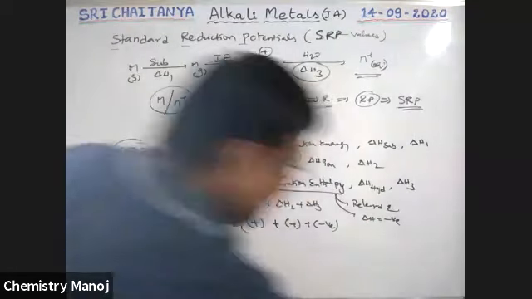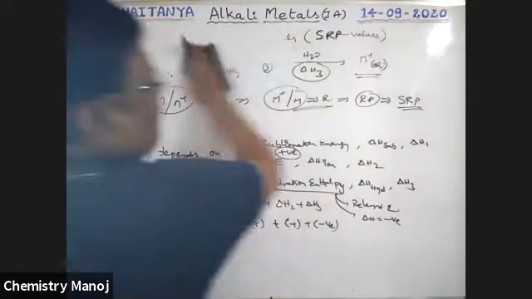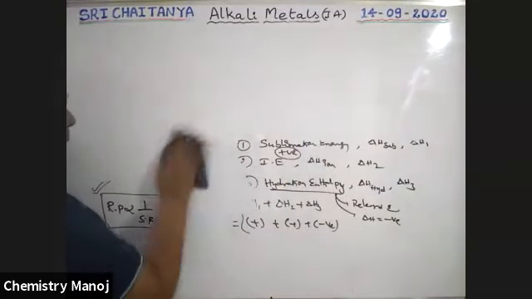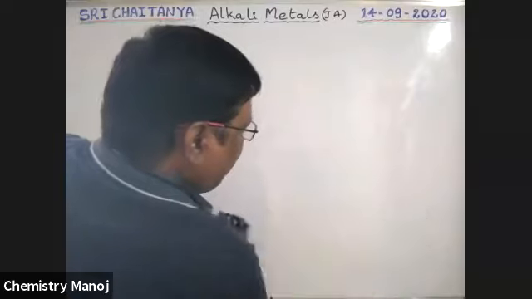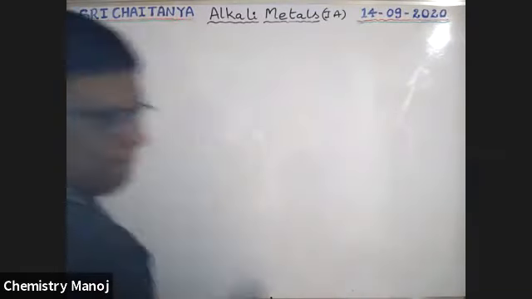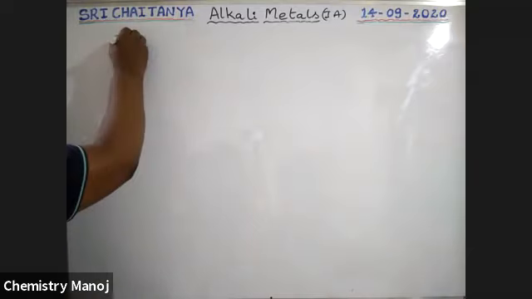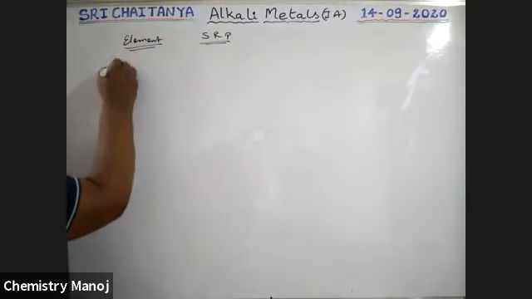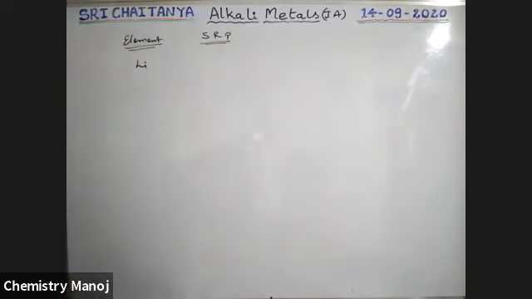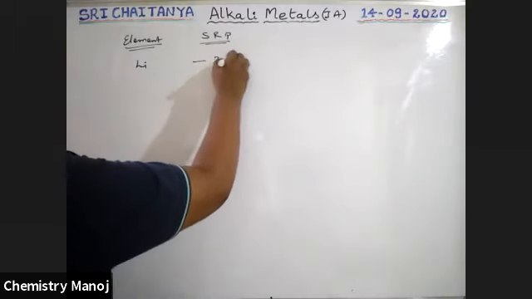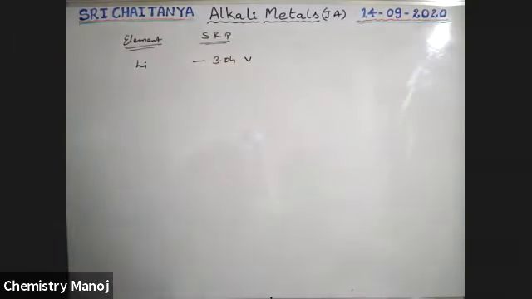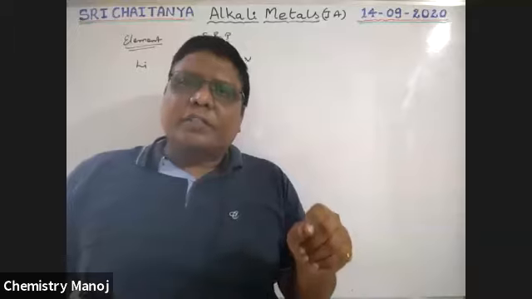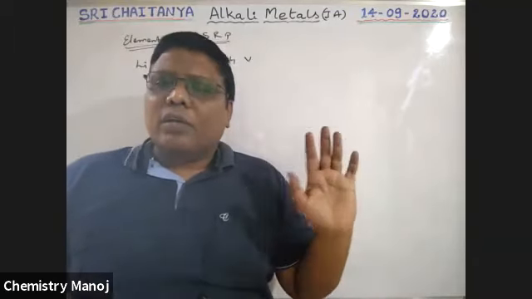Our alkali metals' SRP values are like this. See here: elements and SRP. Lithium has minus 3.04 volts. SRP value is expressed in volts. Generally, these values we will explain at the time of electrochemistry, boys. There you should understand; no need of it here. Don't bother about this.